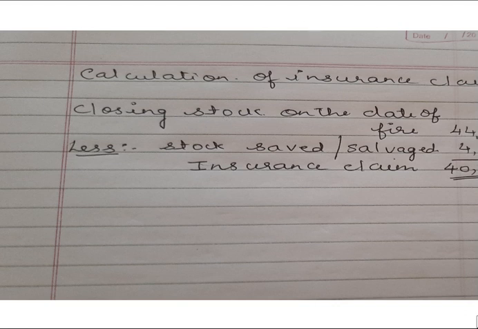So 44,000 is the closing stock, stock saved 4,000. Insurance claim how much? 40,000. This is what we have to calculate till here. Now one more step is there, as I have given you in the working in the last slide, that is the average clause. That formula you will use when the sum insured is given. What is the value of insurance?